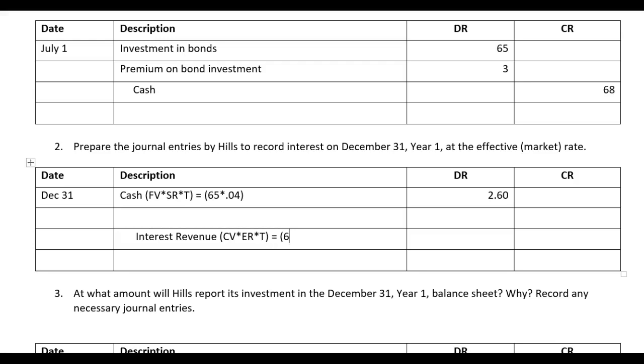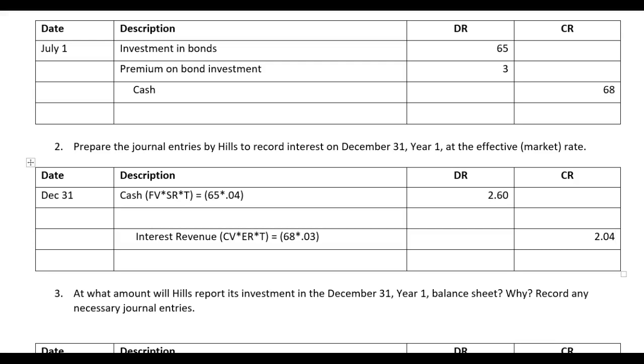At this point in time, again, our carry value, you take the investment bond and you net it with the premium in this case. Notice they're both debits, so our carry value is going to be 68 times, and I'm just going to do 0.03, which is half of the effective rate because it's every 6 months. When we multiply that out, we end up with 2.04.